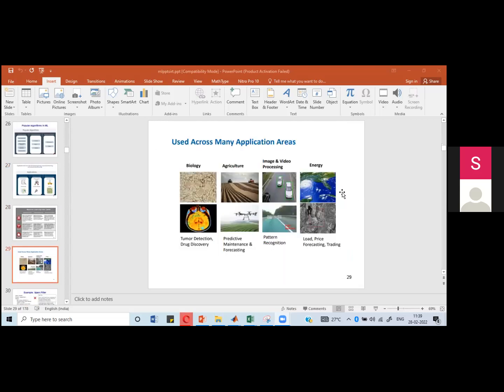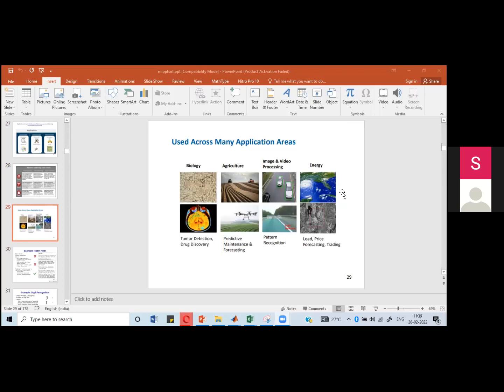So basically, when you see the area of artificial intelligence, in general and in the stream of electrical engineering, artificial intelligence is used in several sectors. It may be the field of biology or agriculture, image processing, energy, tumor detection, predictive maintenance and forecasting, pattern recognition, load price forecasting, trading. Several places it has been used.